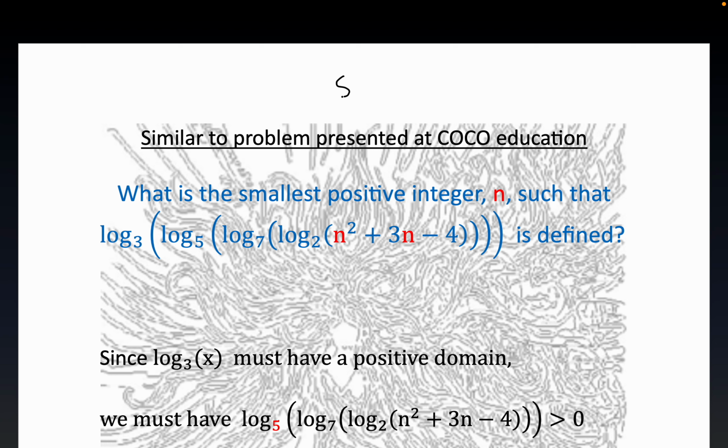The problem I'm showing you tonight is very similar to an SMO Senior Section prep exam, I think, or prep material, but SMO Senior, 2024. Now the question is, what is the smallest positive integer n such that this nested logarithm is defined?